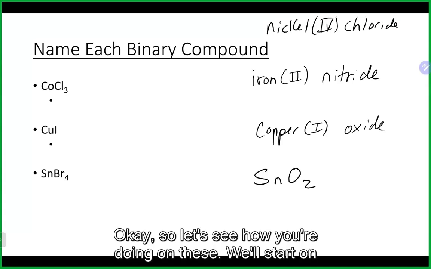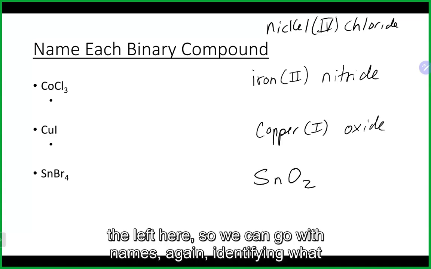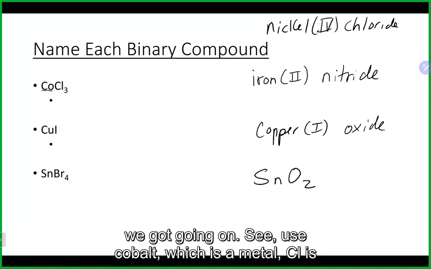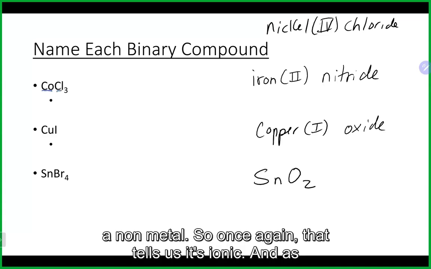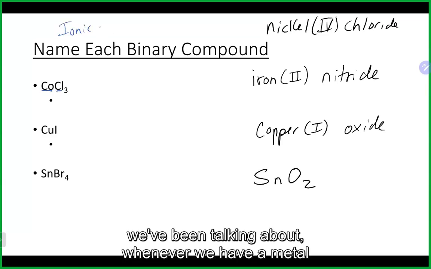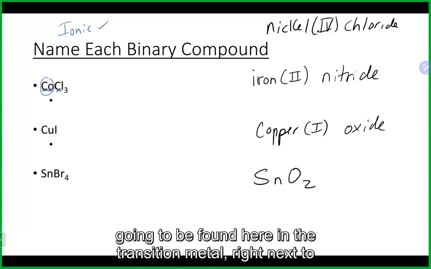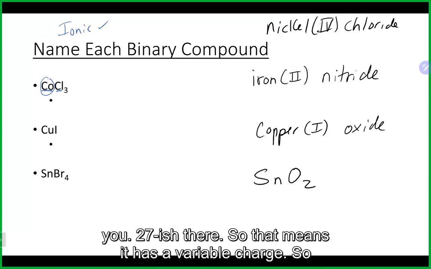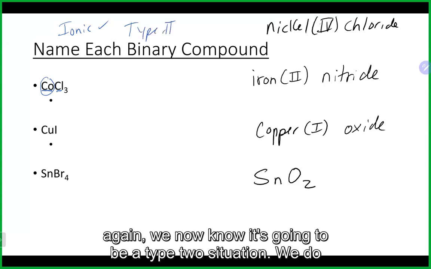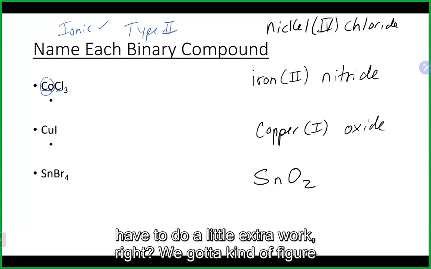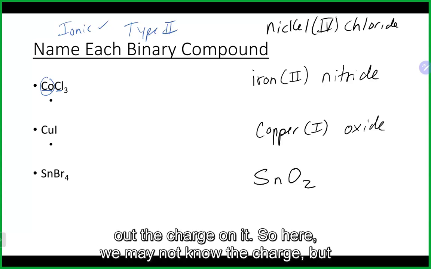Okay, so let's see how you're doing on these. We'll start on the left here. So we're going to go over names. Again, identifying what we got going on. Co is cobalt, which is a metal. Cl is a non-metal. So once again, that tells us it's ionic. And as we've been talking about, whenever we have a metal involved, that's the one we want to look at. So cobalt's going to be found here in the transition metals right next to 27-ish there. So that means it has a variable charge. So we now know it's going to be a type 2 situation. We do have to do a little extra work, right? We have to figure out the charge on it.